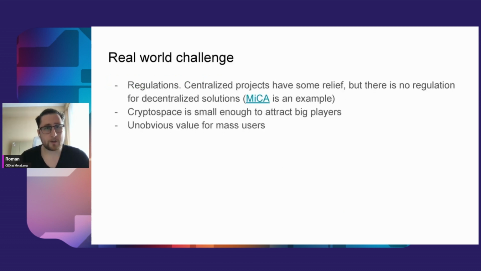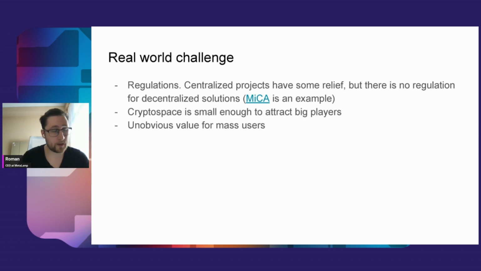What's the challenge for this market for tokenized assets? First of all, of course, it's regulations. Right now we have some regulations for centralized projects, for example, MiCA standards in Europe. It provides some regulations for centralized solutions like centralized exchanges, and so on. But there is no regulation for decentralized solutions, right? So what does it mean? That means that we could work with tokenized RWA right now, but only if we have a centralized project. If we have only a decentralized project, there is no regulation at all. And we should understand that before we start the project.